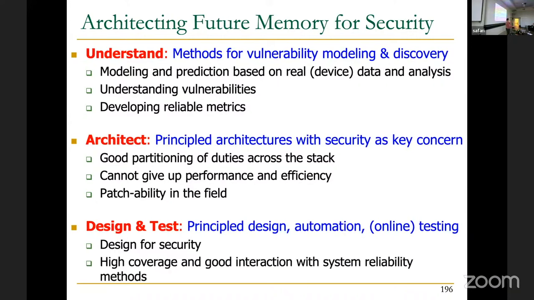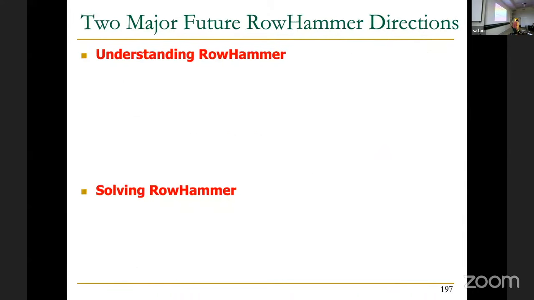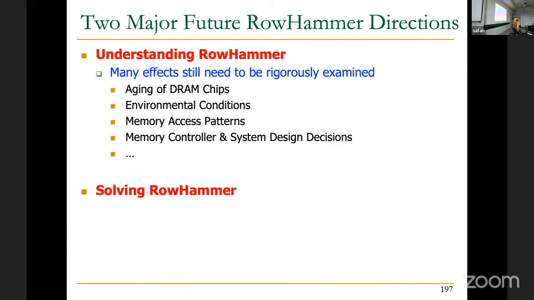So one of the issues that are out in the open is, what happens to RowHammer as the system ages, for example? You have a system that's out for 10 years. Is this still good? You have a system that's out in space. Is that still good? Right. What about these things, basically? I think that's why online testing and patchability are really important. So there are two major future RowHammer directions. One is understanding. As I say, aging is over there. There are many effects that still need to be rigorously examined. I will leave it at that.